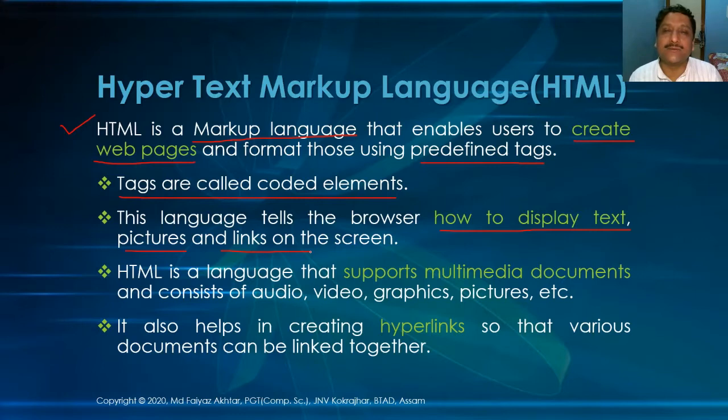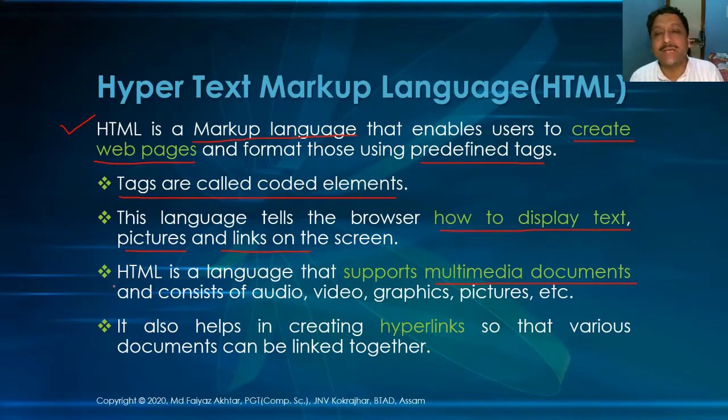What does the HTML language tell? It tells the browser, or the client computer, how to display text, pictures and links. That means where to display, how big the text will be, and how a picture will be displayed. So we can design a page in many ways using HTML. It is a language that supports multimedia documents. A multimedia document is a page which can contain text, pictures, videos, audios, or a mixture of these. This type of page is known as a multimedia document.